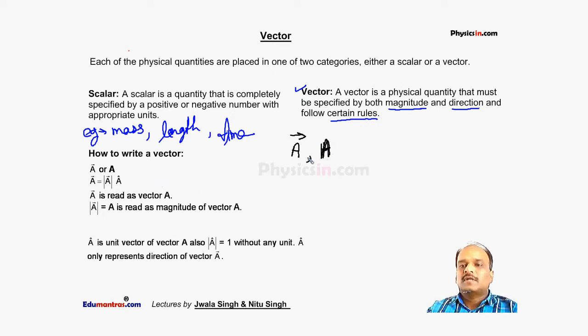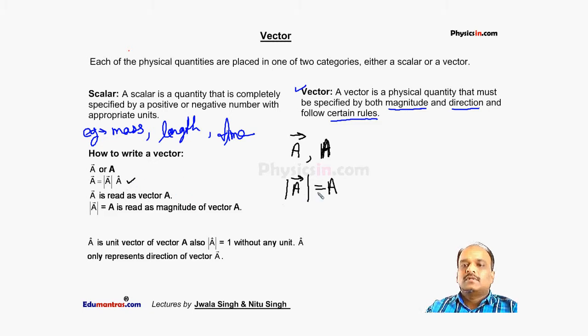Now a vector is made up of two things. One is magnitude. So the magnitude of vector A is written as mod A. This is also written simply as A. This is called the magnitude of vector A. It only represents the measurement of vector A. The second is A cap.